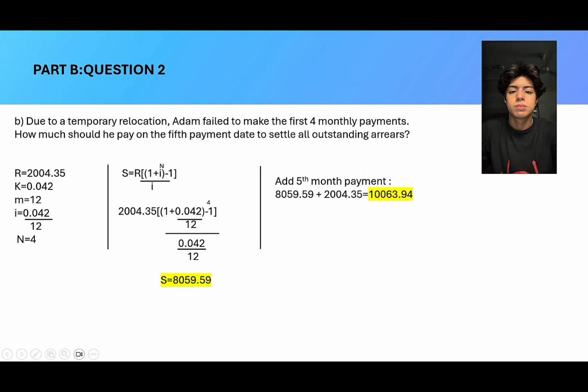Then, with the 5th month payment, it becomes 8,059 ringgit 59 cents plus 2,004 ringgit 35 cents. So the answer is 10,063 ringgit and 94 cents.